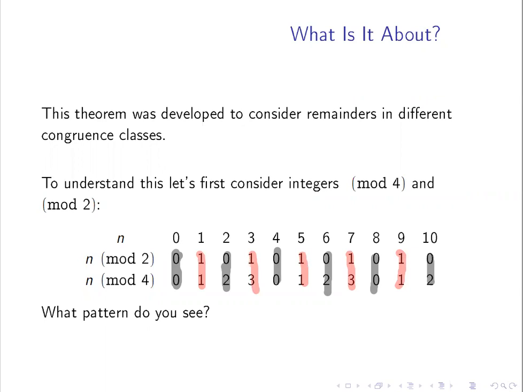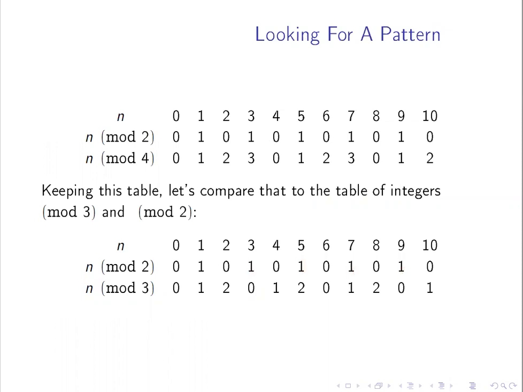What else do we see? Well, when do they both have the same value? They both have the same value here at 0 and at 1, then again at 4 and at 5 and at 8 and at 9. So these are all things we can start considering. All right, let's continue with this.